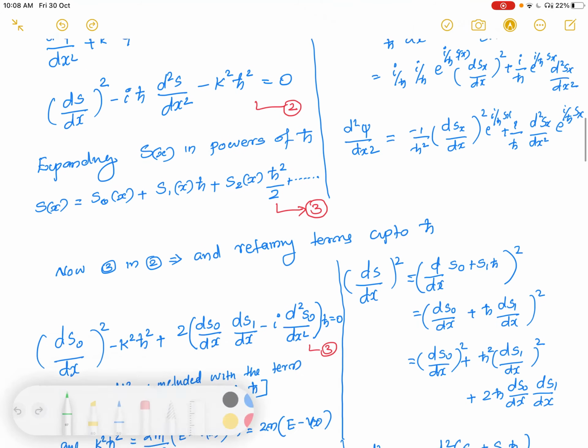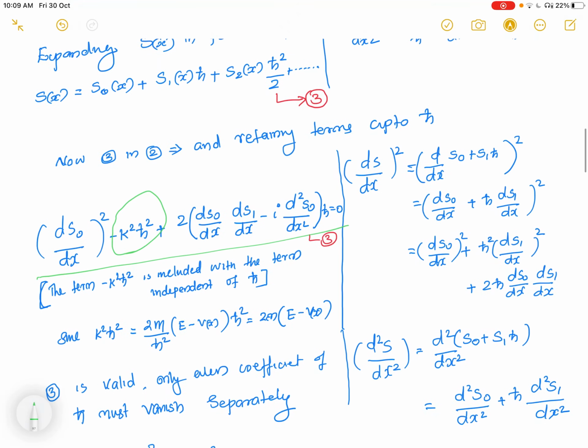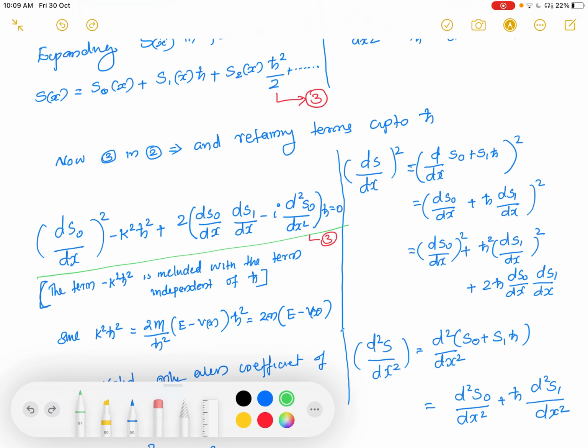And I will get a form in this form. I put some terms that will cancel. I called it equation number 3. The term here is minus k square h cut square. It's included with a term independent of h cut. Actually, the term does not depend on the h cut in the expansion of coefficient, because you can do this.